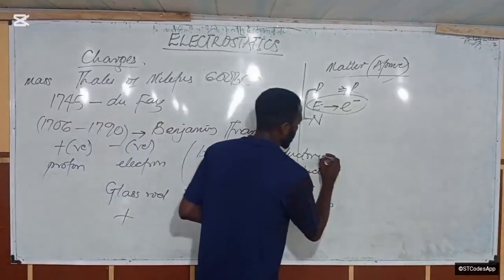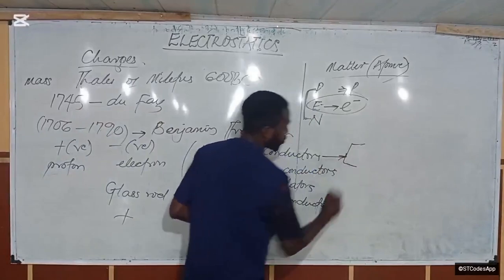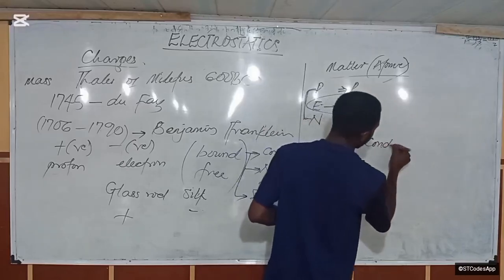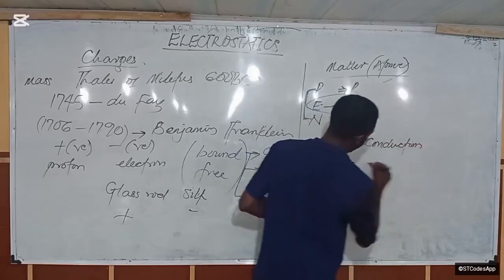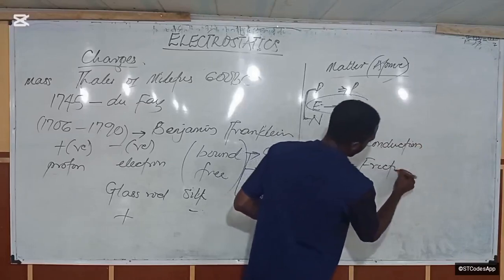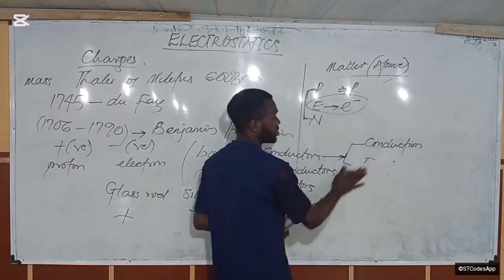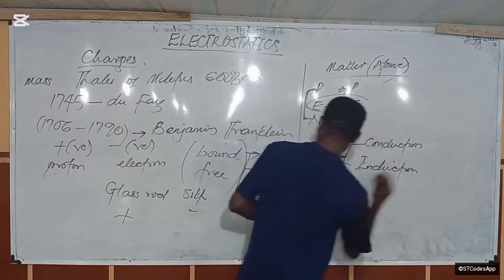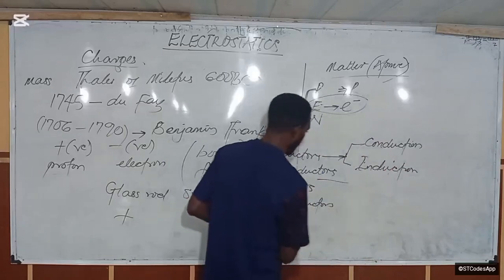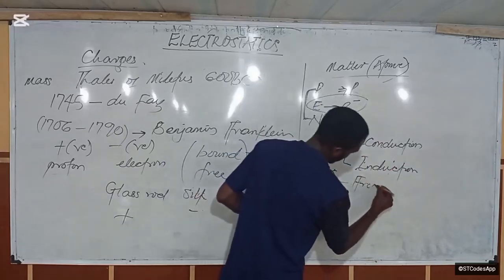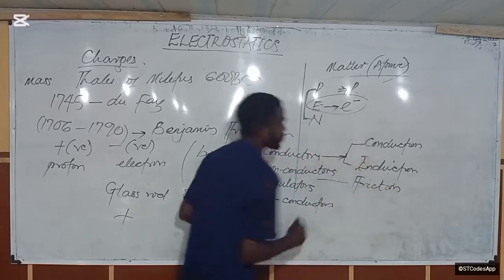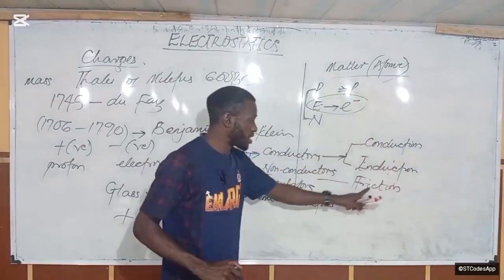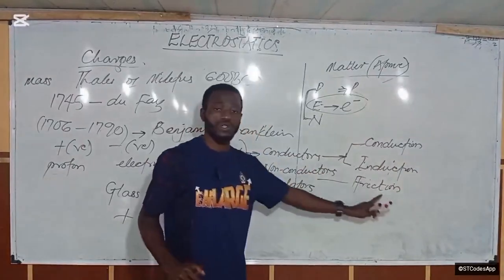And that's why when we want to charge conductors, we can charge them in either of two easy ways: either by conduction or induction, while we charge non-conductors by friction. So we charge conductors by conduction or induction, and we charge non-conductors by friction.